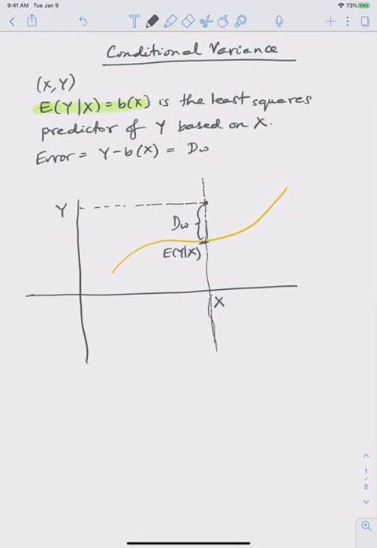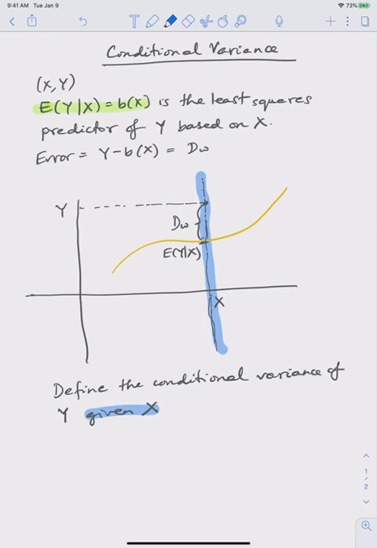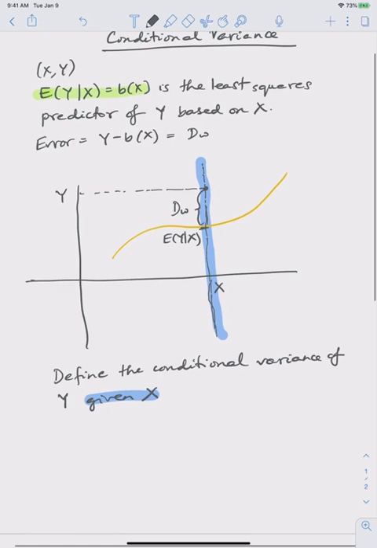And what we would like to do now is simply to define the conditional variance of y given x. And you will recall that every time you see given x, we are restricting the possible points to this vertical strip at capital X. So we now want the variance of the points that are restricted to that strip. So a natural notation is the variance of y given capital X.